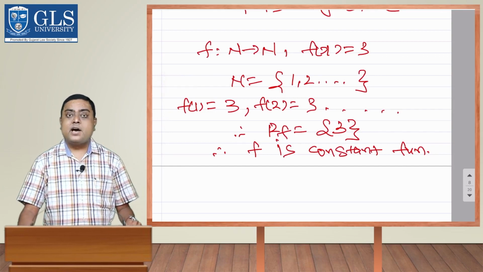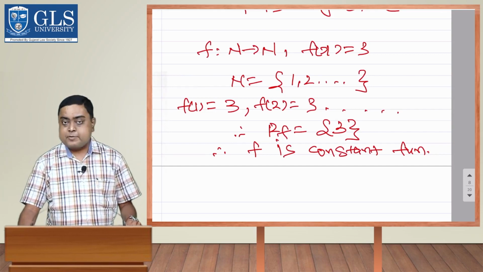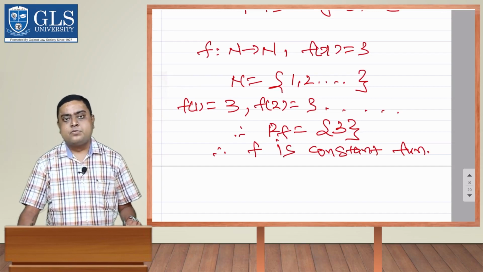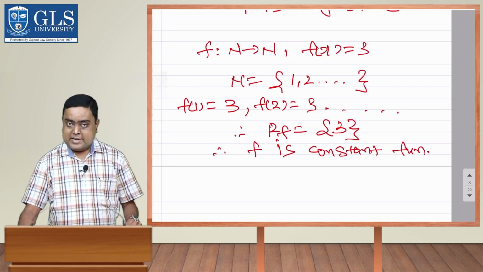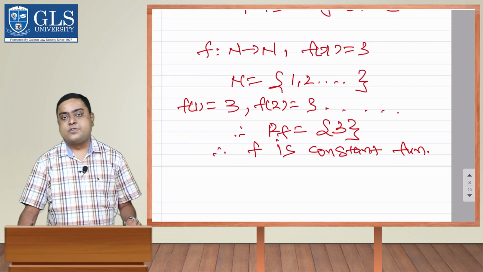So friends, these are the types of function. Which are the types of the function? First, one-one function. Second, many-one function. Third, onto function. Fourth, bijective function. And last, fifth is constant function.